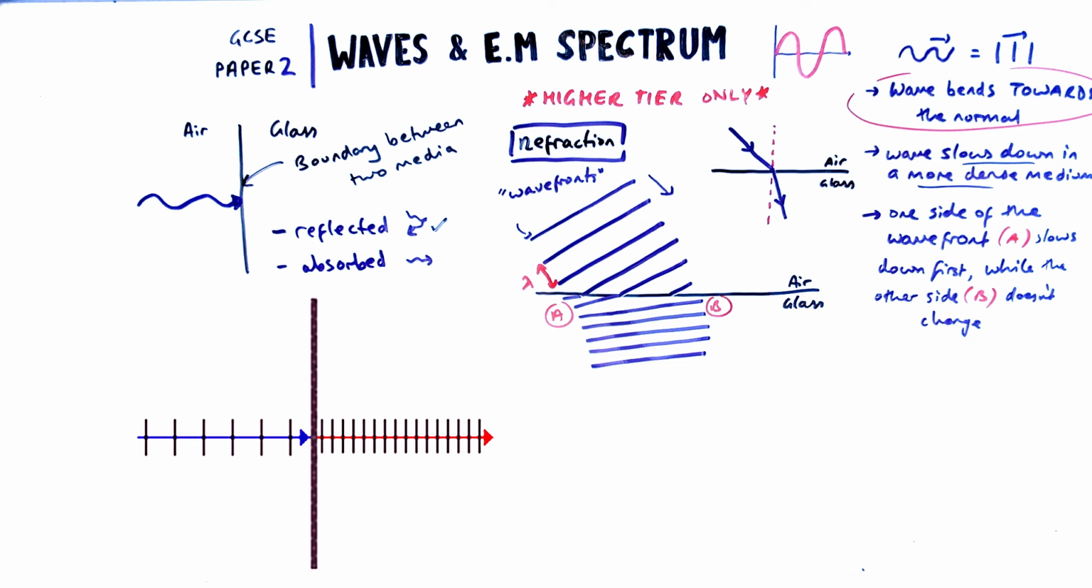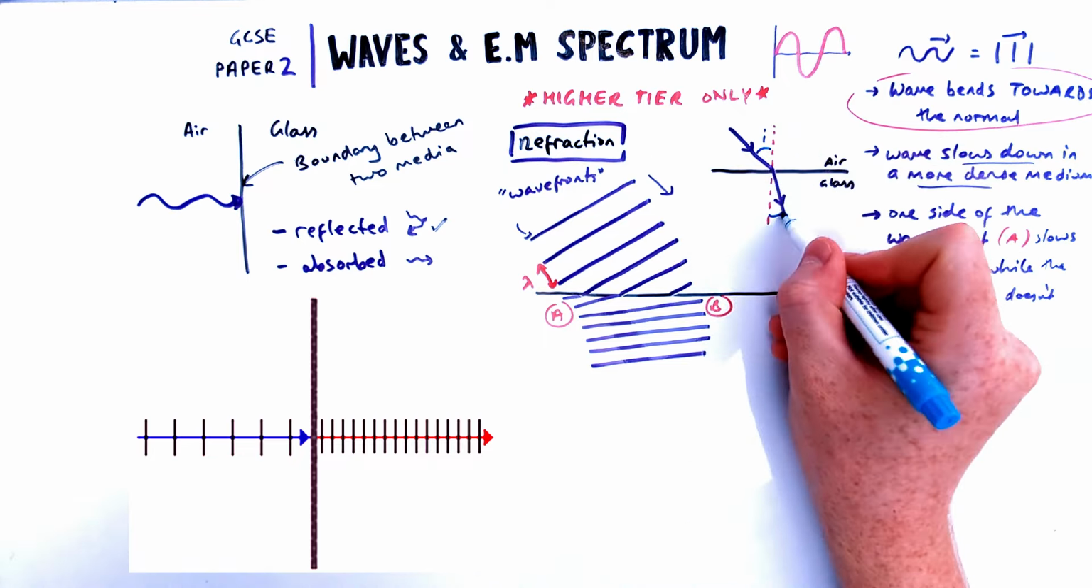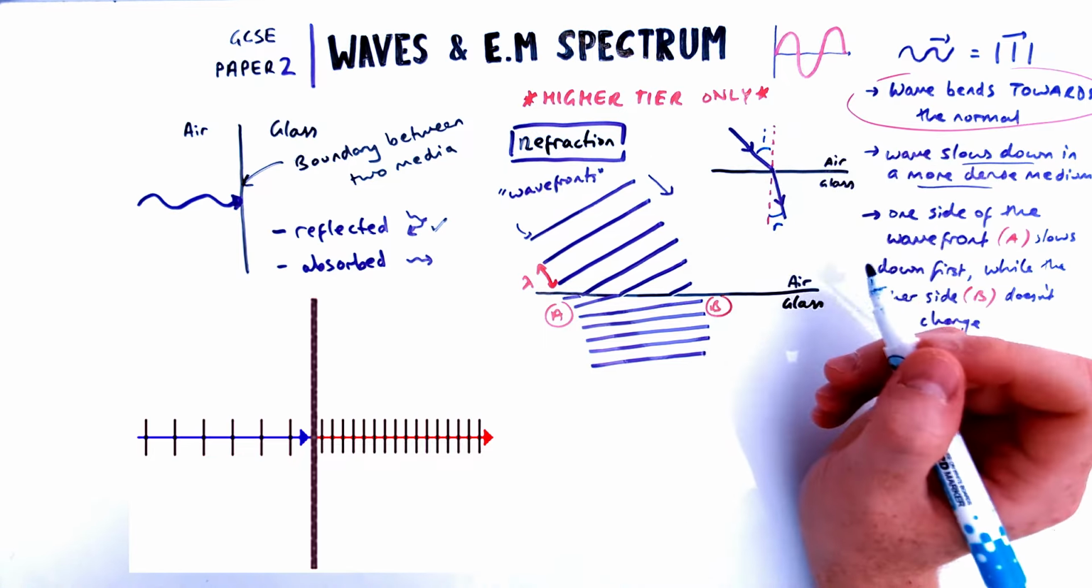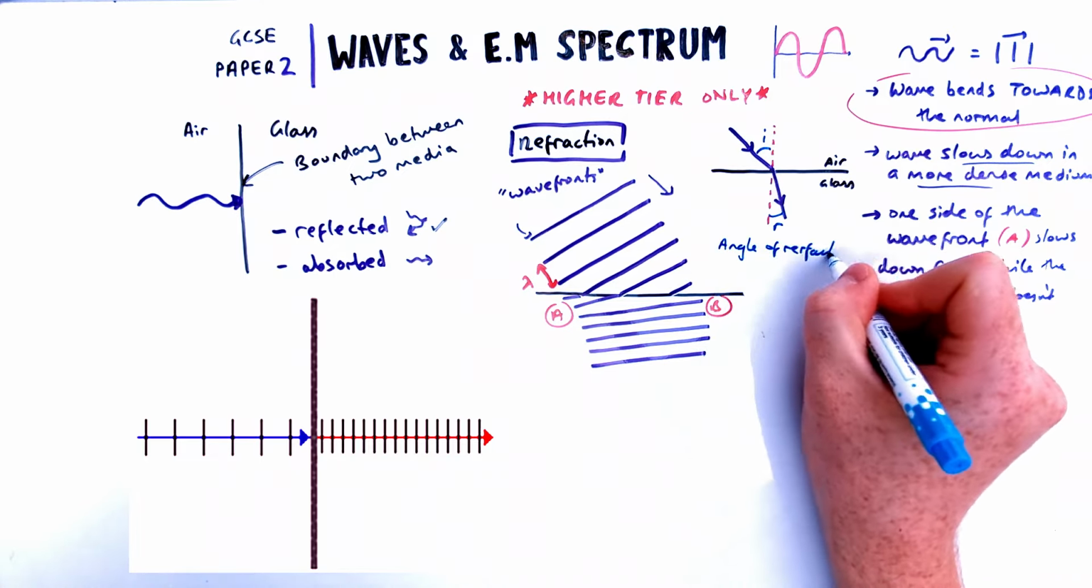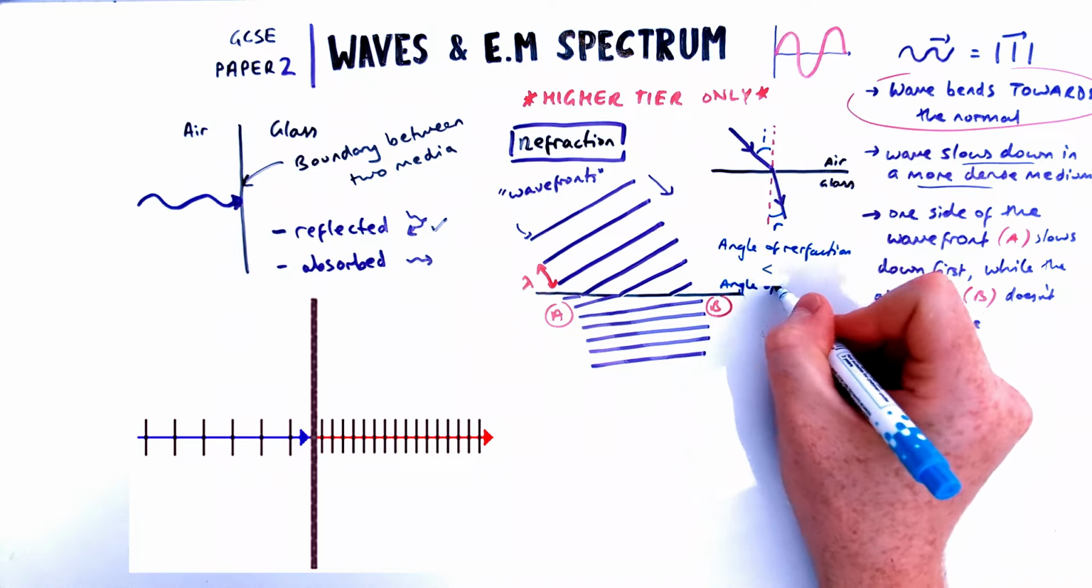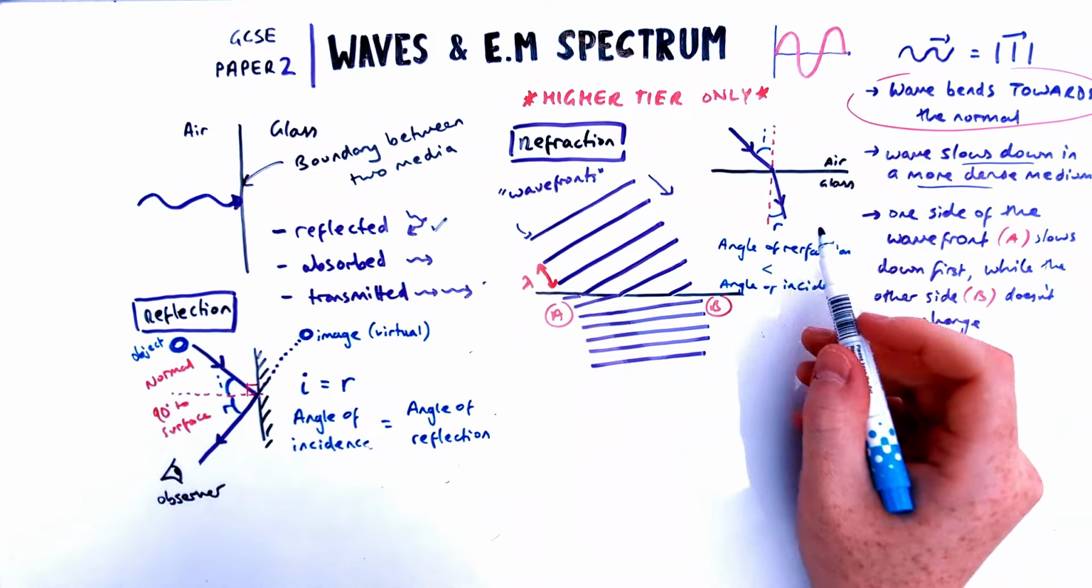Now, if we were to measure the angles going into and out of the boundary, what we'd find is that from the angle of incidence, from the normal to the incident ray, that angle of incidence is going to be bigger than the angle of refraction.